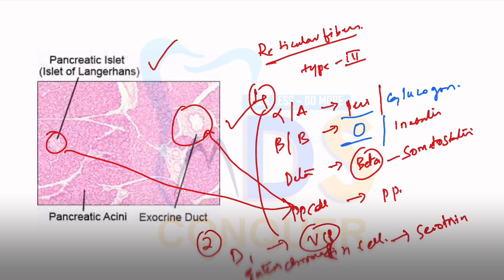secrete VIP, which we have discussed in physiology, that is vasoactive intestinal peptide, which is basically a hormone that is going to induce hyperglycemia. Okay, right? So these are the important cells and their contents which are going to be released, and they are very important from an examination point of view.